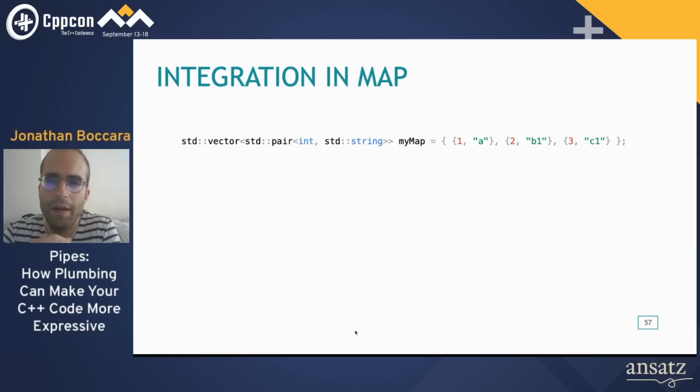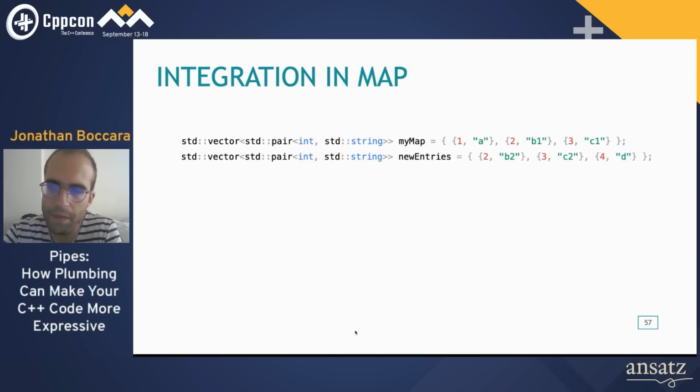Now, if you consider a map, let's take this example of a map which has 3 entries, and let's consider a second map, which has some entries that have a key that's already present in the first map, but also keys that are not present in the first map and the other way around. And let's say that we would like to insert the new entries into my map.